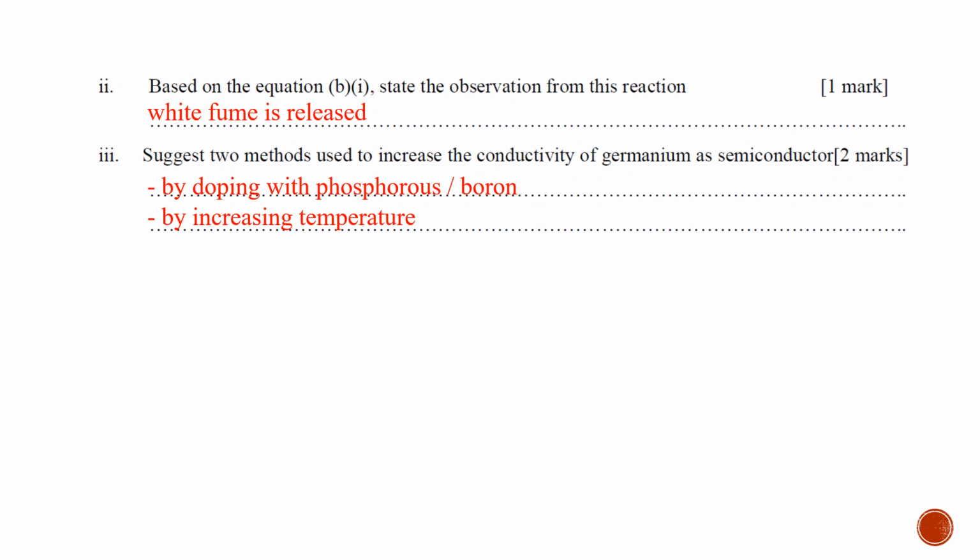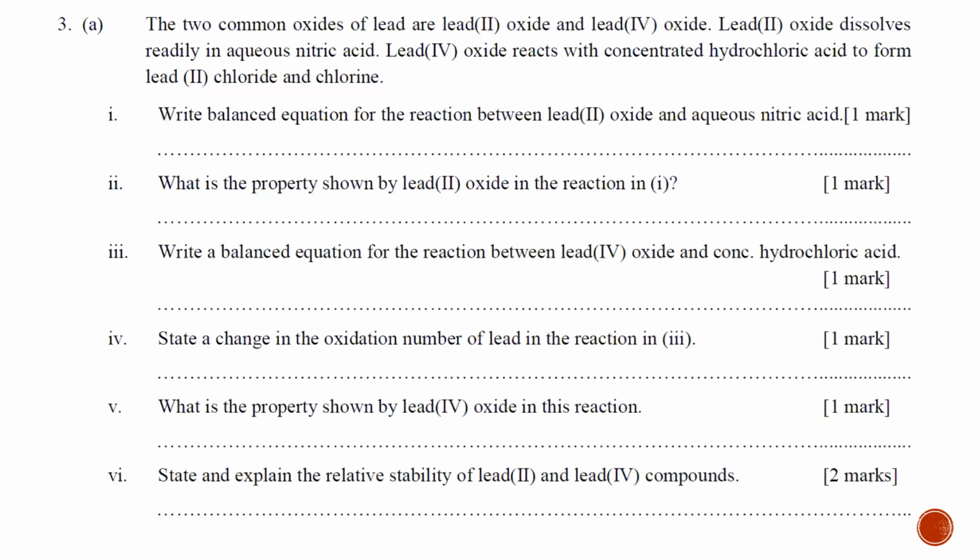So immediately we go to question number 3. How does question number 3 sound? The 2 most common oxides of lead are lead-2 oxide and lead-4 oxide. Lead-2 oxide dissolves readily in aqueous nitric acid, while lead-4 oxide reacts with concentrated hydrochloric acid to form lead-2 chloride and chlorine. 1. Write a balanced equation for the reaction between lead-2 oxide and aqueous nitric acid. So this is basically an acid-base reaction because we know that lead-2 oxide is amphoteric, which can react with both acid and base. So the equation for the reaction with nitric acid is PbO plus 2HNO3 gives Pb(NO3)2 plus H2O. It must be balanced here.